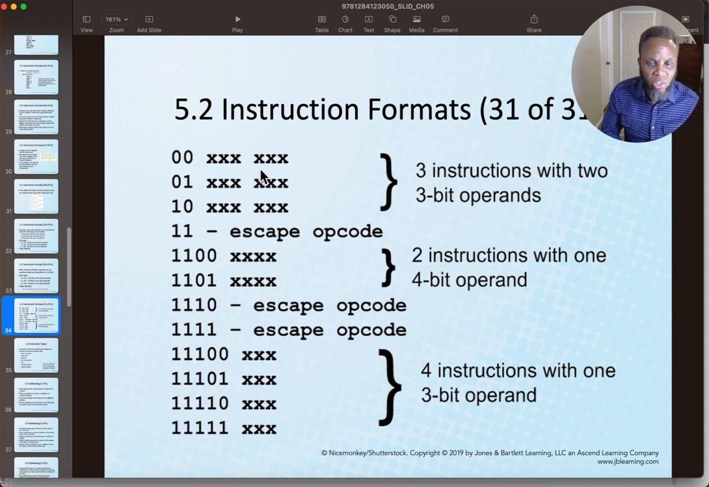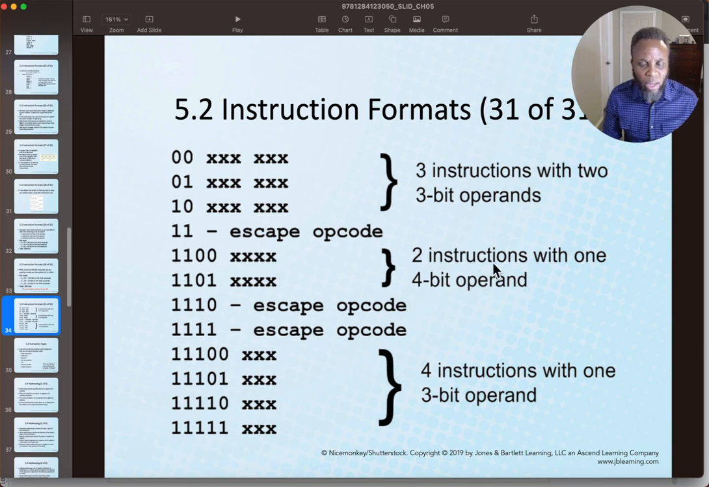These are instruction sets, 3 instructions with 2-bit operands. This is what we're talking about here: instruction 1, instruction 2, instruction 3, with 2-bit operands. Then they talked about this escape opcode. I wonder if this is what is tripping us, but I'll record a video and get back to you folks on this one.